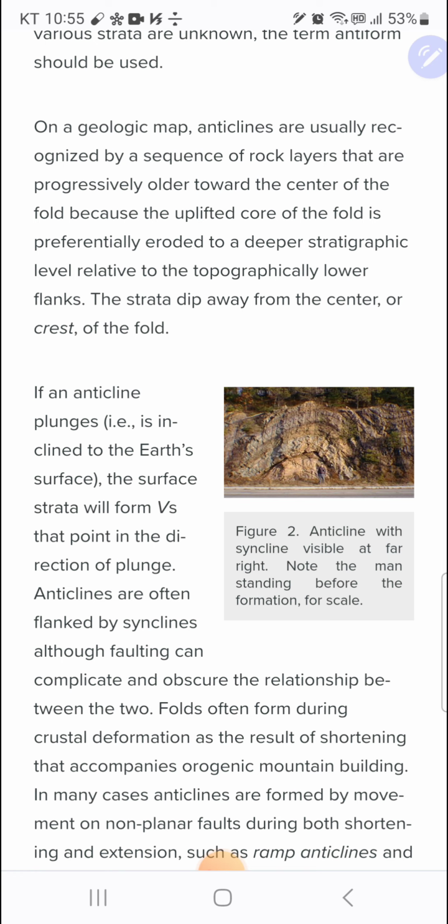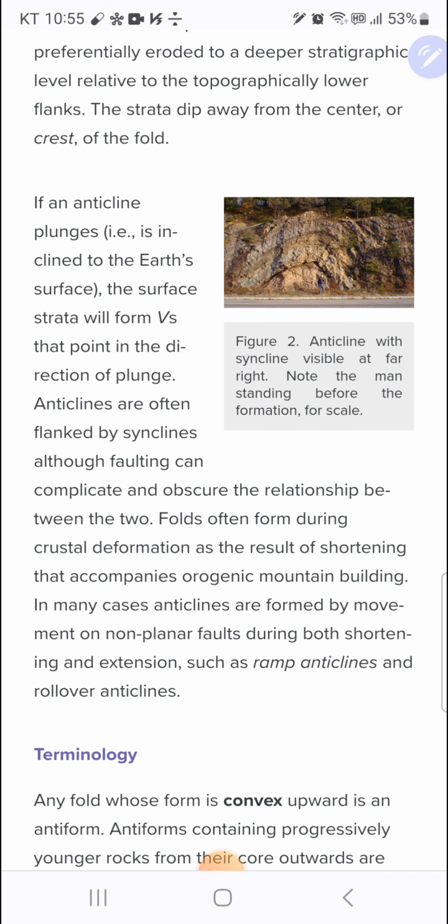Anticlines are often flanked by synclines, although faulting can complicate and obscure the relationship between the two. Faults often form during crustal deformation as the result of shortening that accompanies orogenic mountain building. In many cases, anticlines are formed by movement on non-planar faults, during both shortening and extension, such as ramp anticlines and rollover anticlines.